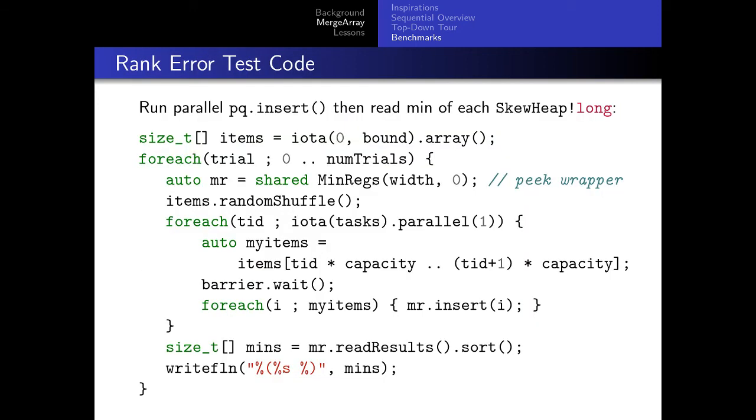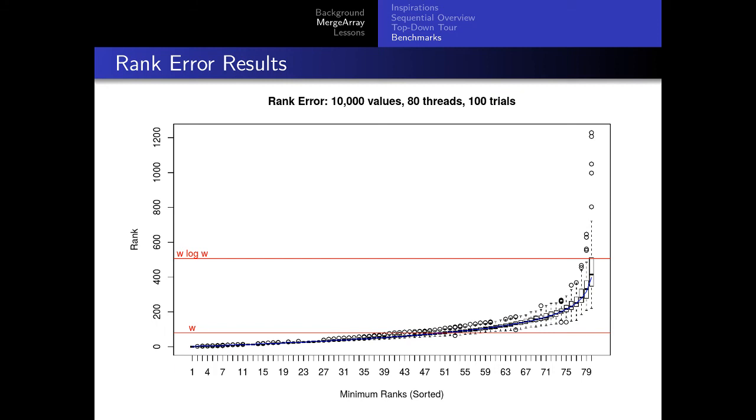So I implemented a thing in D to actually run it, where you have parallel inserts and not sequential inserts. See here, the blue line going through all these centers is the theoretical value that you would get, the W log W. So this is W, this is W log W, where W is 80, there are 80 threads. And you can see that the black box plots, the experimental results, basically match the sequential results perfectly, even though there's lots of parallelism.